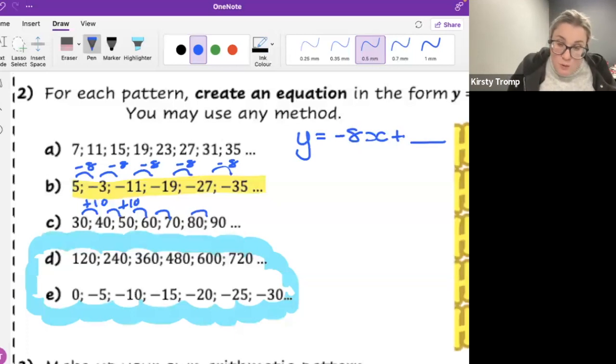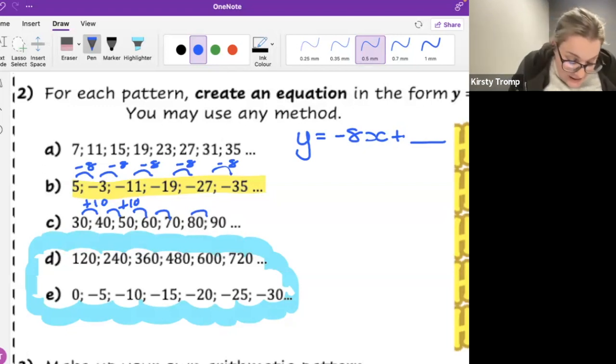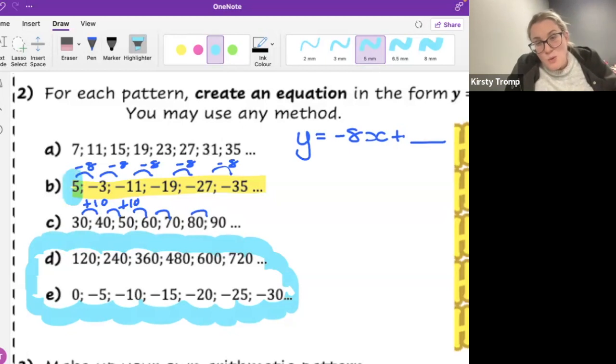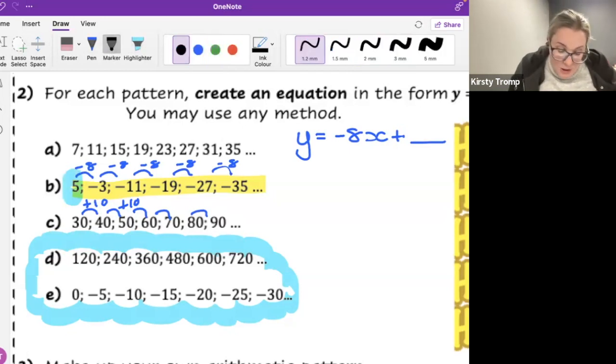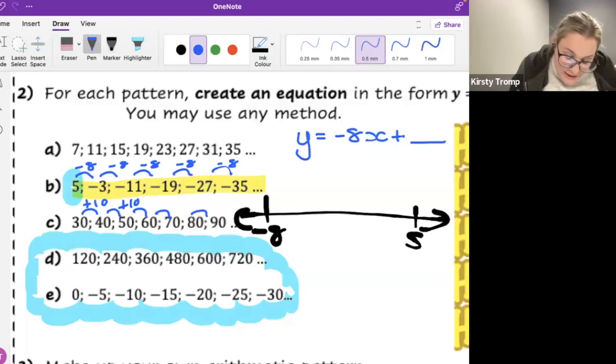So for this one, I'm going to say y is equal to negative 8 times 1. What's negative 8 times 1, Anam? Negative 8. Good. And I need that negative 8 to be a 5. So how do I get negative 8 all the way to 5? Well, I can go and draw a number line. And I can say here negative 8, and I need it to be a 5. And I can go count, hey?